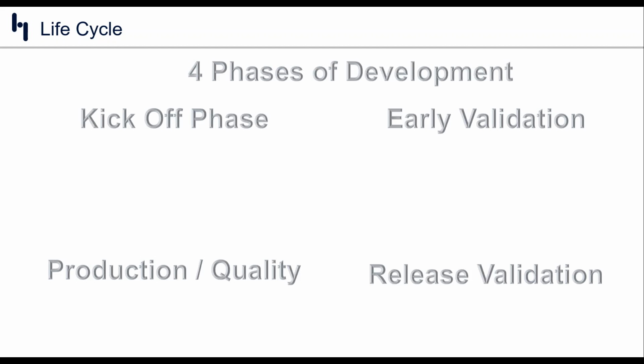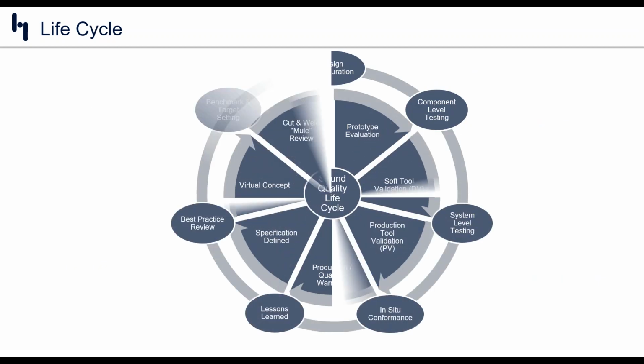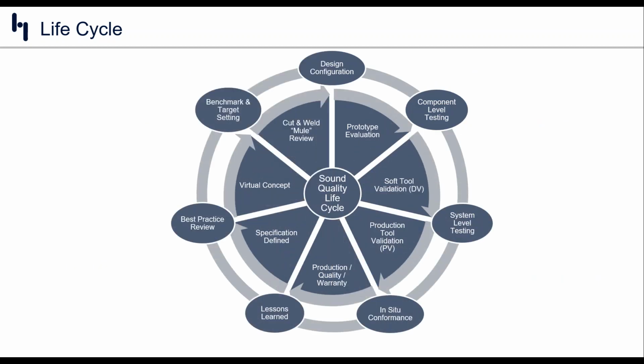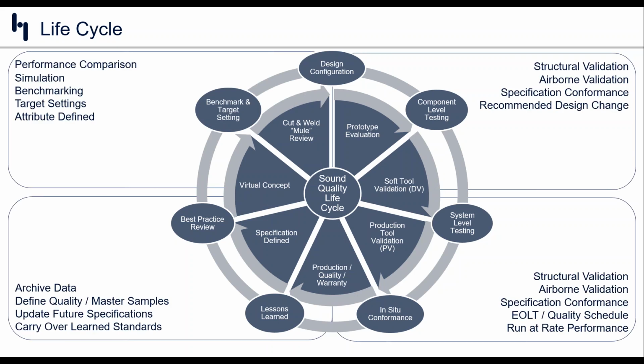So if you think of your own engineering processes, you could boil it down into 4 phases that you deal with. You have the kickoff phase, the early validation, release validation, and production and quality phases. If you were to lay these out on a clock face, you would have a process flow that looks something like this. During each of these phases, you have a very typical task for NVH that might look something like these.